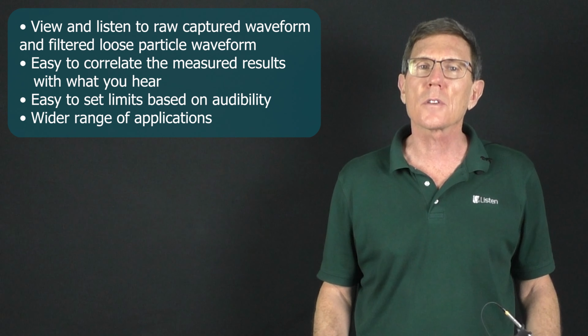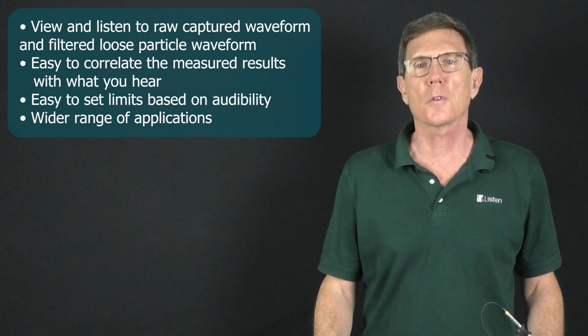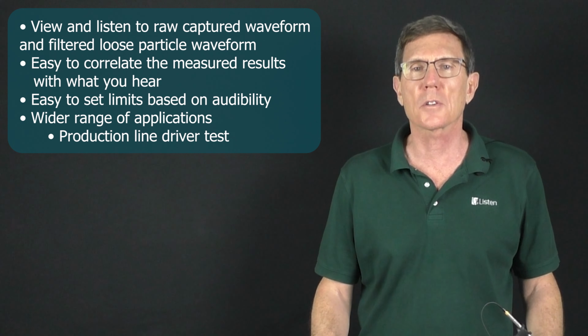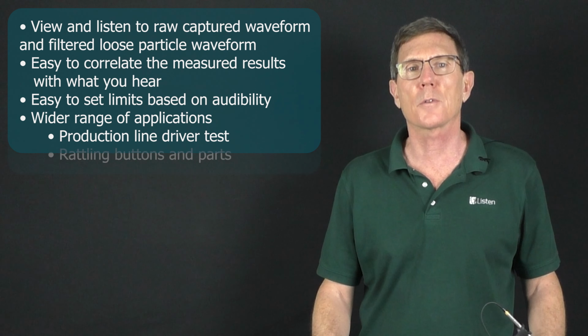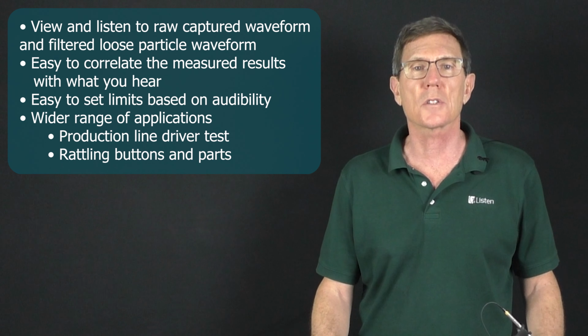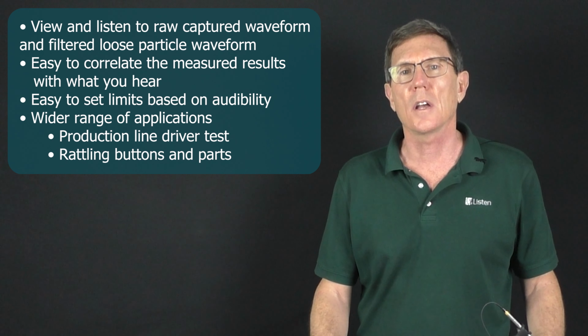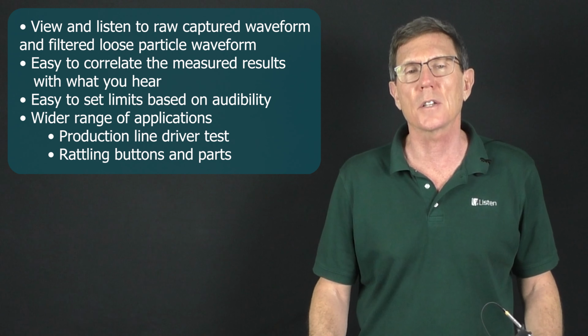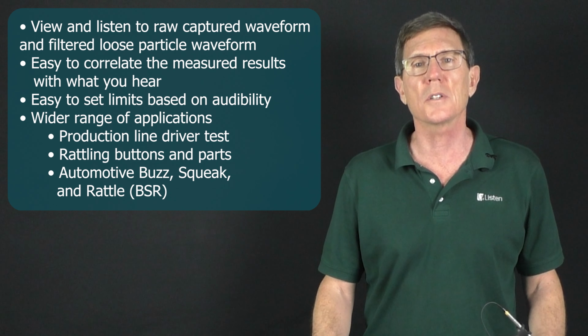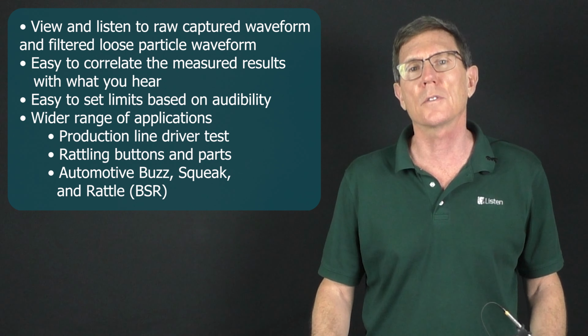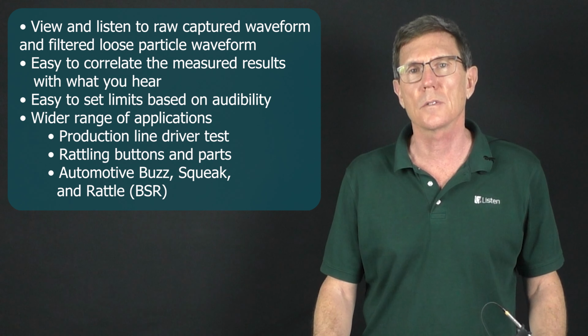Our original algorithm was specifically developed for measuring loose particles in loudspeaker drivers, and this new version is much better as well for measuring rattling parts, such as buttons, fasteners, and loose wires on various audio devices. It's also good for measuring impulsive distortion or buzz, squeak, and rattle in automotive audio applications. Let's take a look at the new algorithm.